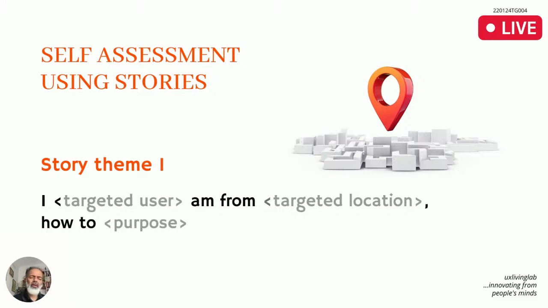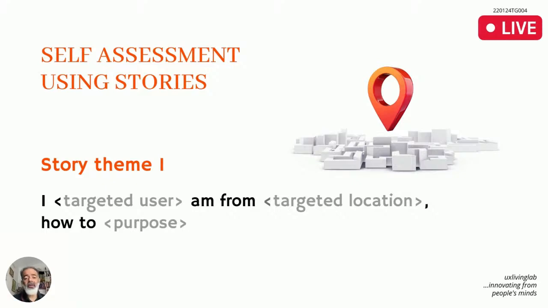I'm just explaining different story themes here. You put a story theme in front of you. I, Thomas, am from New York. How to automate social media using this application. That's just a story theme. I am filling in that sentence: I, the targeted user, am from the targeted location, and this is the purpose. So: I, Thomas, am from New York. How to automate social media using this application.